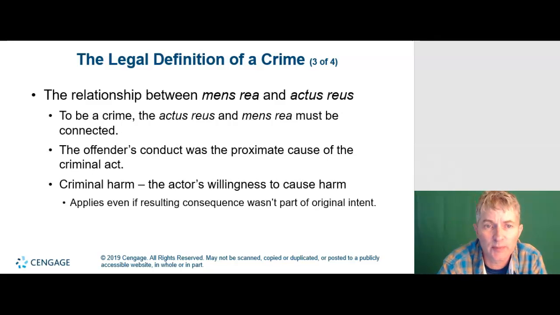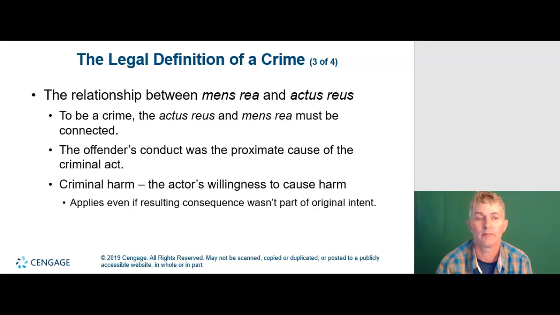The relationship between mens rea and actus reus centers around whether a crime, the actus reus, and mens rea must be connected. The offender's conduct was the proximate cause of the criminal act and the criminal harm, and the actor's willingness to cause the harm are established. For example, an intoxicated driver causes an accident that results in minor injury to another driver.